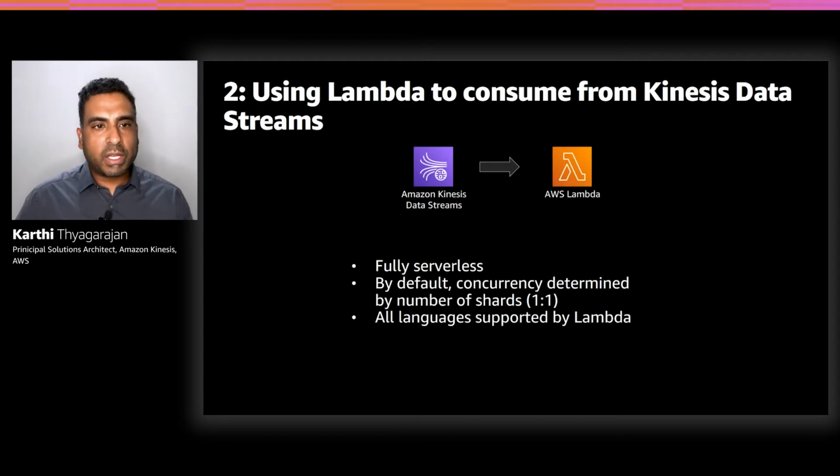And lastly, I'll mention that another reason why AWS Lambda is extremely popular for consuming from a Kinesis data stream is that you can write your processing logic in one of the many languages that is supported by AWS Lambda: Python, C#, Java, and Node.js, just to name a few.